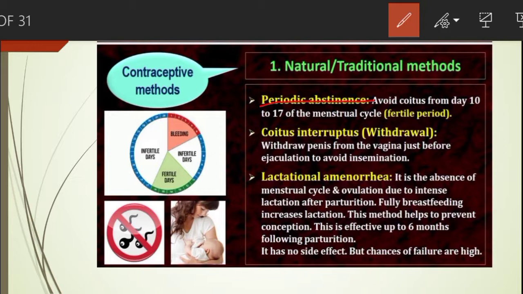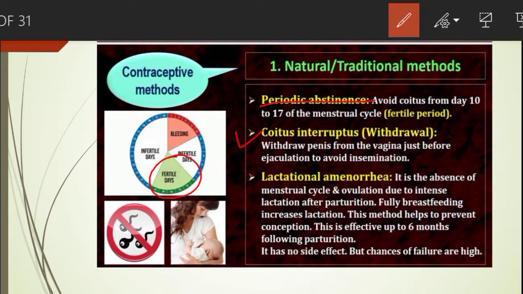You can see in this diagram, the 10th to 17th day is the fertile period, and in this fertile period, ovulation occurs. So in the periodic abstinence method, couples avoid intercourse from the 10th to 17th days of the menstrual cycle because ovulation can occur mostly during this time, which is called the fertile period. Thus, by abstaining from coitus during this period, conception could be prevented.